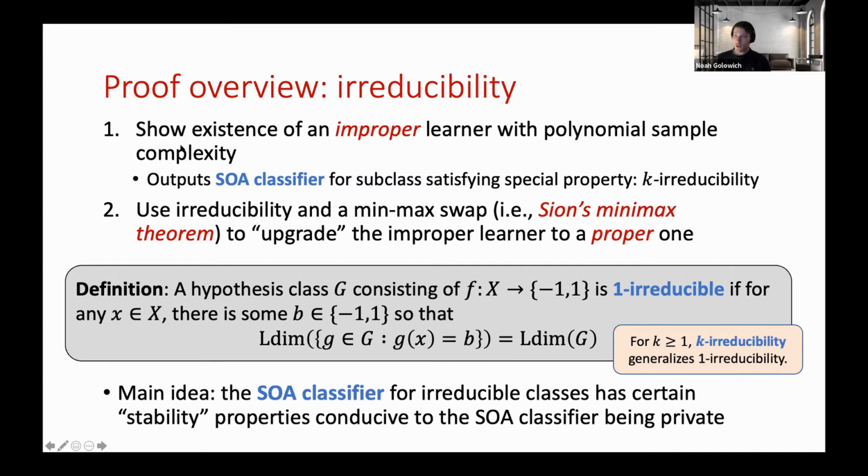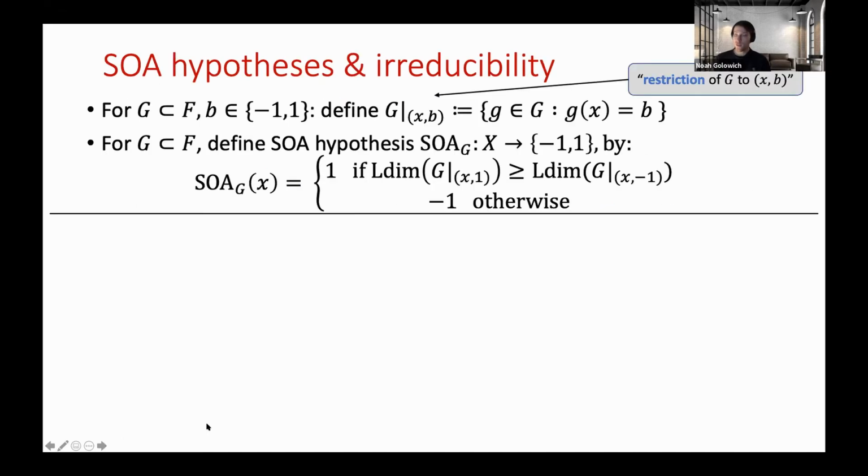Okay, so for the next few slides, I'm going to really focus on the first part of this proof. The second part, where we use this min-max swap, is a standard technique, and I think most of the novelty in our paper is really in the first part. So I'll work towards showing you what the stability property is. Before I do so, however, I'm going to define SOA hypotheses and give an example.